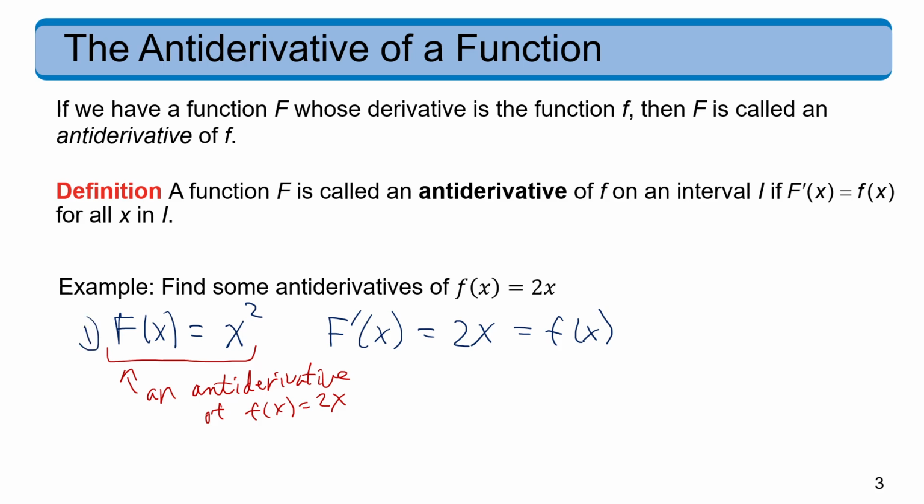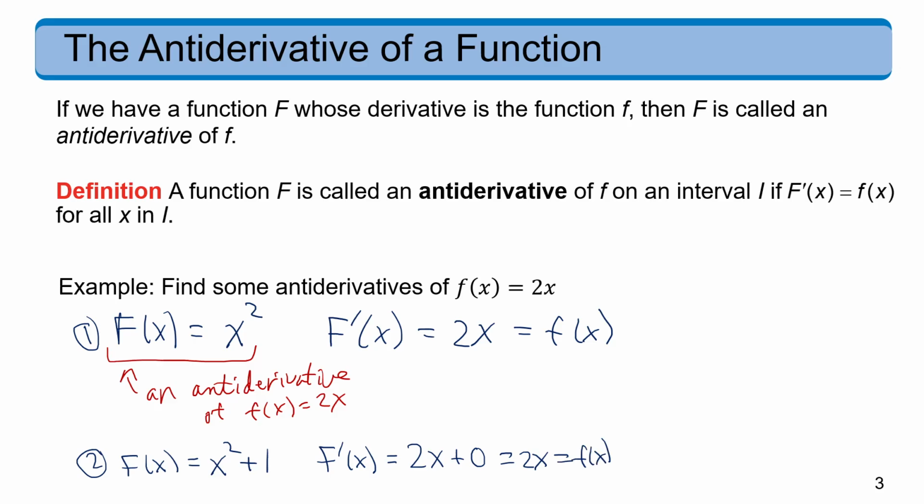We'll call this one number 1. Second guess, capital F of x equals x squared plus 1. Let's check that. Let's compute its derivative and see what we get. Because it's a sum, we go term by term. The derivative of x squared is 2x, and then plus 0, because the derivative of a constant is 0. And we get 2x, which is the original function. So this one worked also.